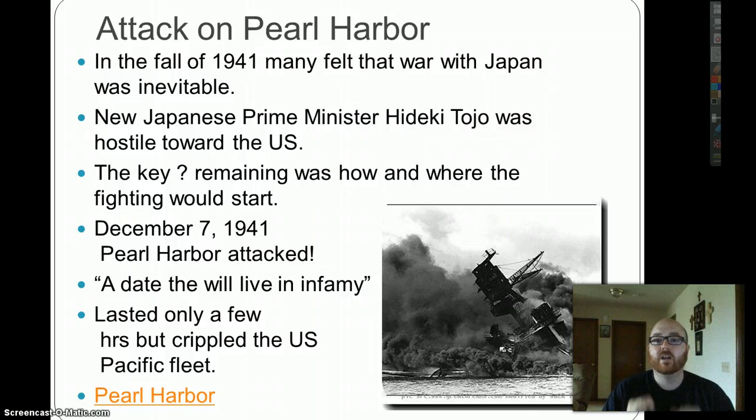The Japanese main goal was to destroy the aircraft carriers. But lucky for the United States, the aircraft carriers were out at sea that morning, and so they went to Plan B and destroyed Battleship Row. December 7th, 1941, the date that will live in infamy, as Roosevelt will say the next day. It lasted only a few hours and crippled the U.S. Pacific Fleet. I mean, just destroyed.